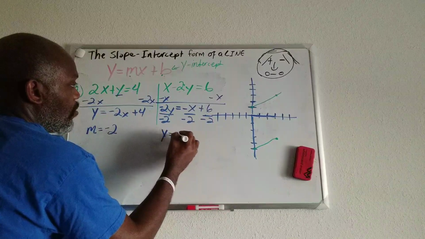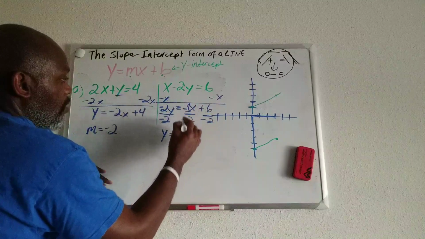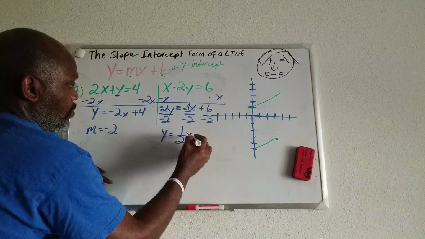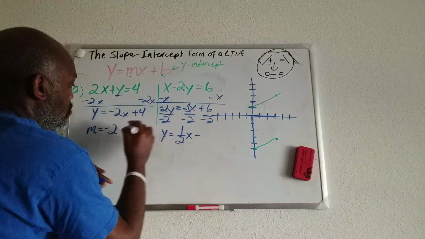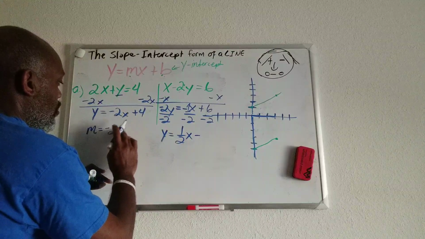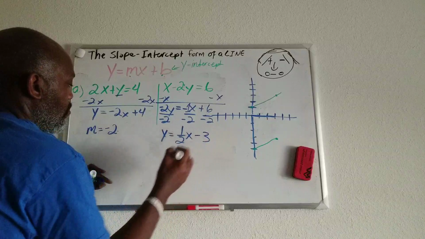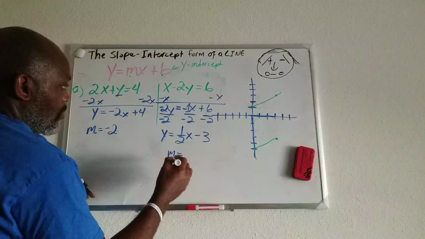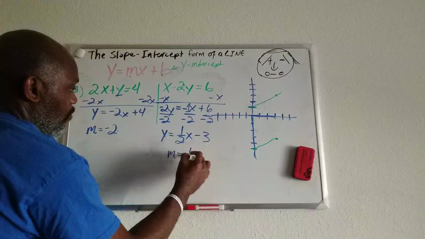That's y equals, and this is a -1 right there, -1 and -2 give us a positive 1/2. And then this is -3. My slope here is 1 over 2.